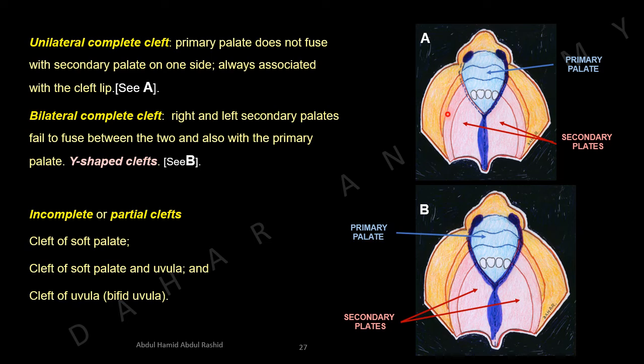Bilateral complete cleft. Right and left secondary palates fail to fuse between the two, and also fail to fuse with the primary palate. So the cleft is a Y-shaped cleft. Incomplete or partial clefts: cleft of soft palate, cleft of soft palate and uvula, and cleft of uvula, bifid uvula.